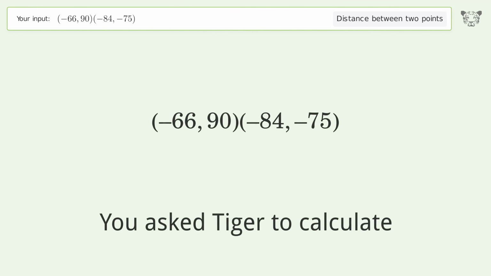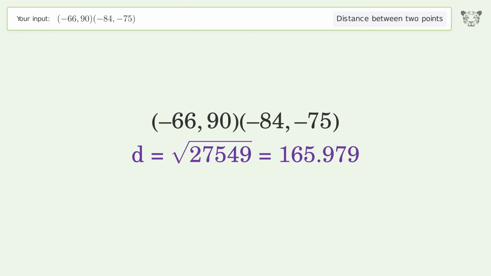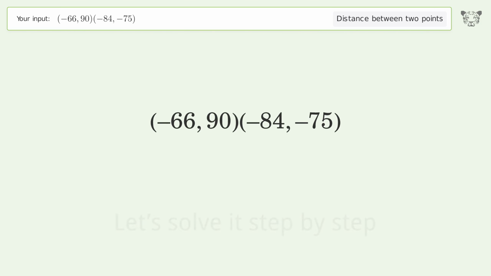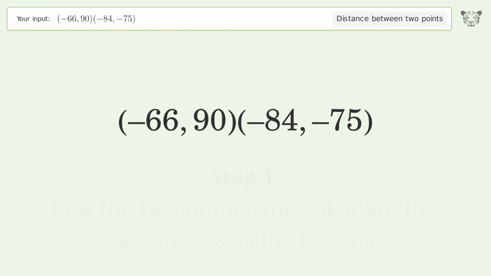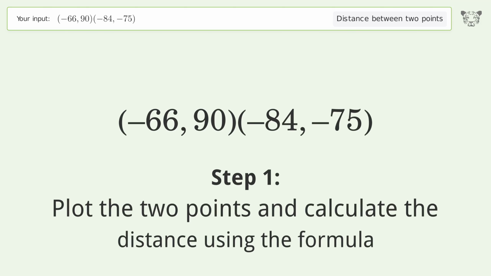You ask Tiger to calculate. This deals with the distance between 2 points. The distance between the 2 points is the square root of 27,549 or 165.979. Let's solve it step by step. Plot the 2 points and calculate the distance using the formula.